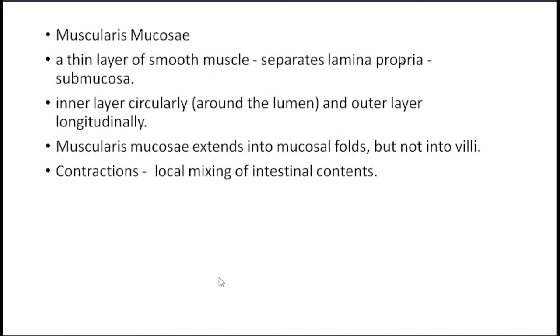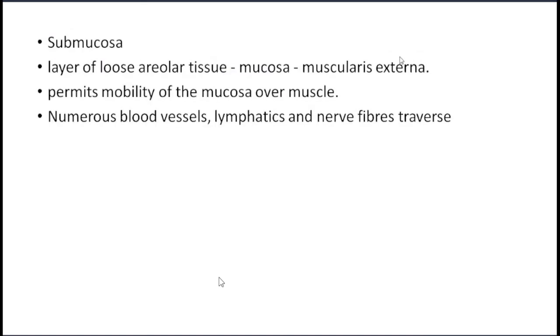Now, what is the function of this muscularis mucosa? So, contraction of this muscularis mucosa is responsible for the local mixing of the intestinal contents. So, this is about the muscularis mucosa. Now coming to the submucosa. Submucosa, it is the second layer of the GIT tract.